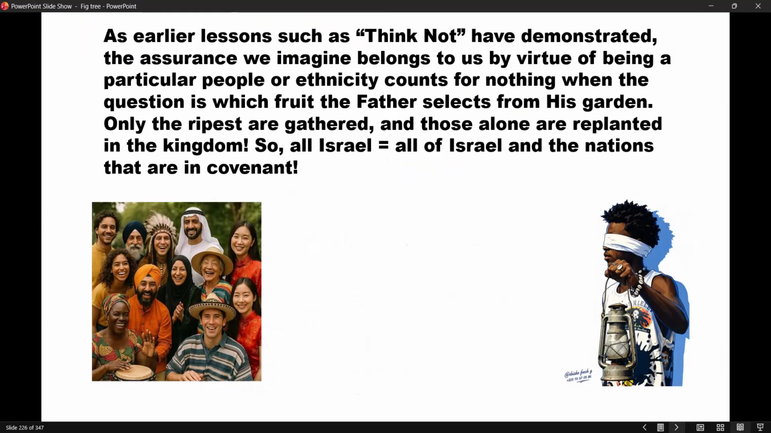So, as earlier lessons such as Think Not, If You Want to Understand have demonstrated, go look at this lesson if you haven't looked at it yet. The assurance we imagine belongs to us by virtue of being a particular people or ethnicity counts for nothing when the question is which fruit the Father selects from his garden. Only the ripest are gathered, and those alone are replanted in the kingdom. So all Israel equals all of Israel and the nations that are in covenant. Period. There's no other way around that.